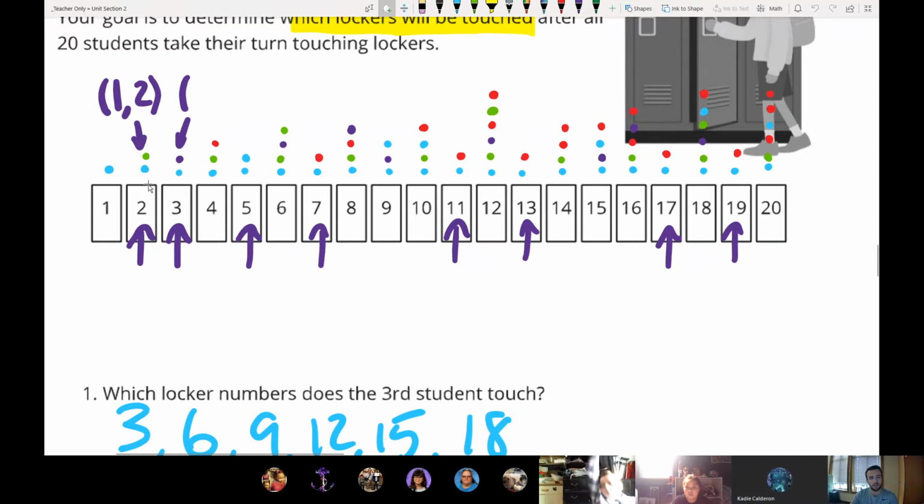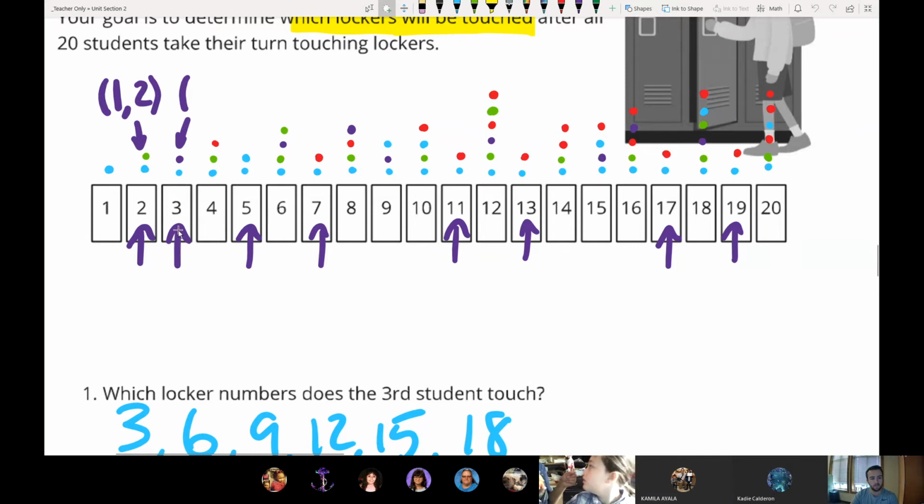Second student started at the second locker and skip counted by 2s, so 2 to 4, 4 to 6, 6 to 8, and only touched those lockers. And every time they touched a locker, we put a dot. The third student started at the third locker. We put a dot on the third locker. He skip counted by 3, put a dot on the 6th locker, dot on the 9th, dot on the 12th, dot on the 15th, and so on. We did that for each of these lockers, each of these students.